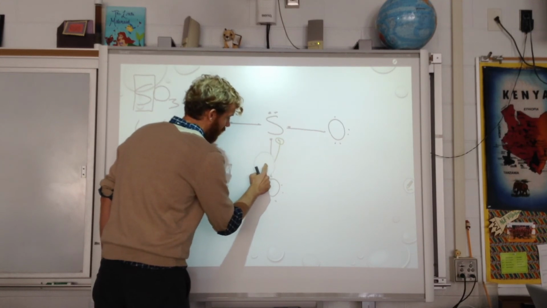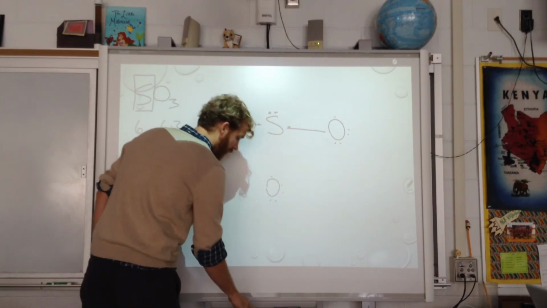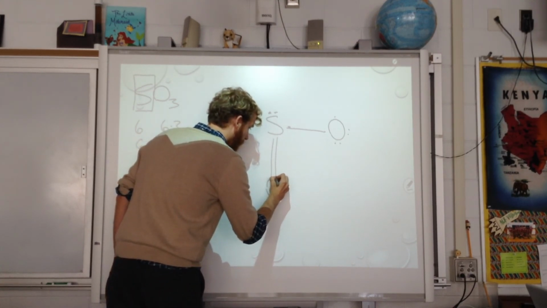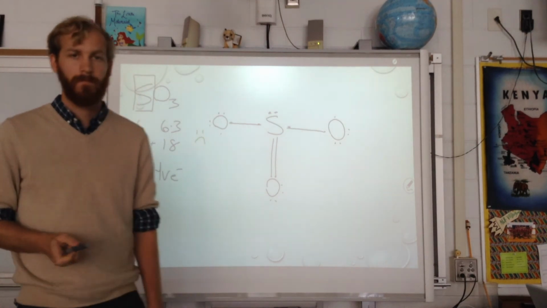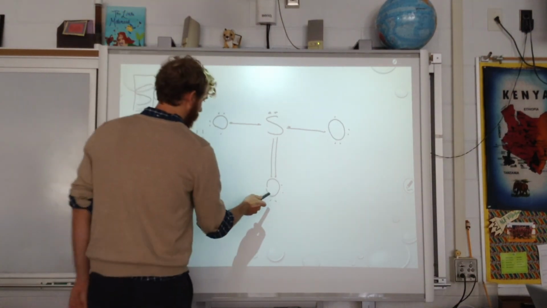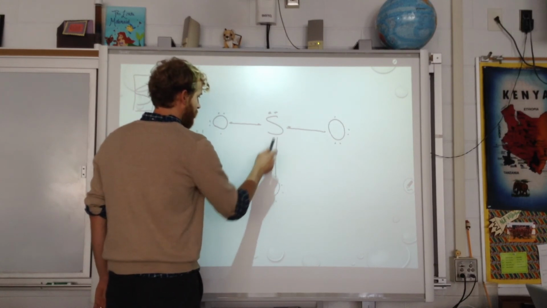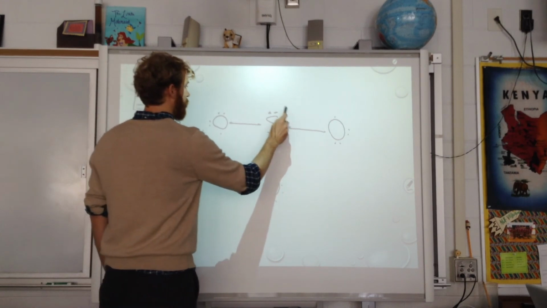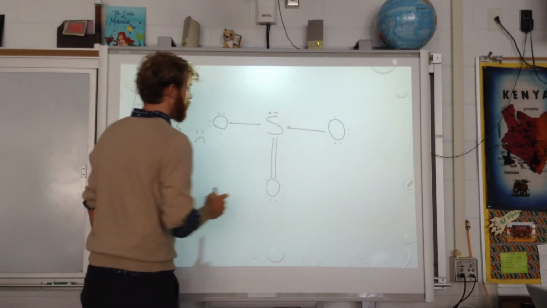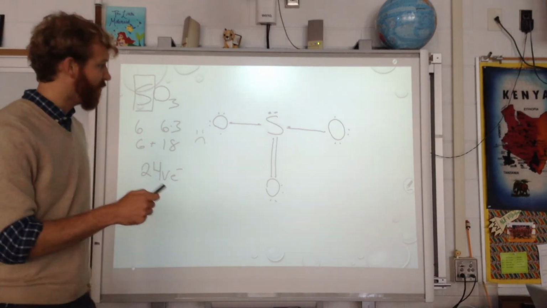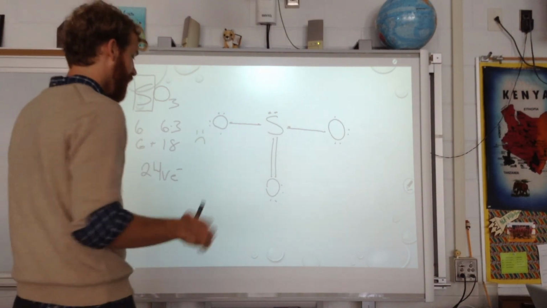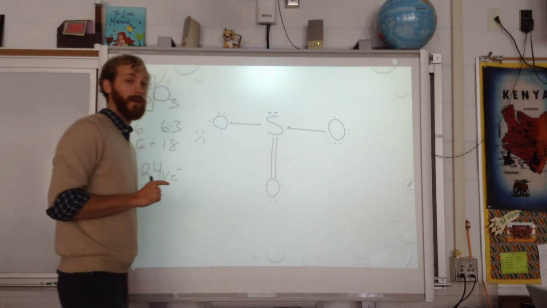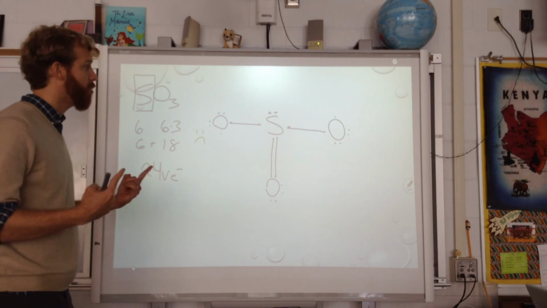Let's see if I can do this neatly. So we're creating a double bond here. Okay. Now let's see if we're happy. We just made this oxygen happy. So 1, 2, 3, 4, 5, 6, 7, 8. So this oxygen's happy. This sulfur, 1, 2, 3, 4, 5, 6, 7, 8, 9, 10. So that sulfur has 10, not happy. It needs to get rid of 2. And these oxygens, well, how many do they want? They have 7, they want 8, so they want 1 more.